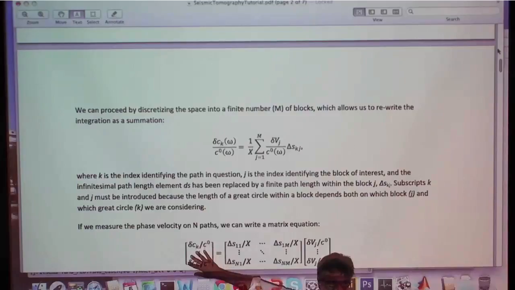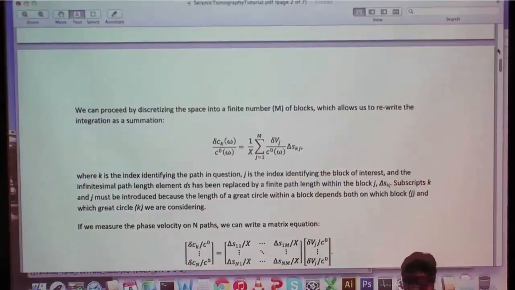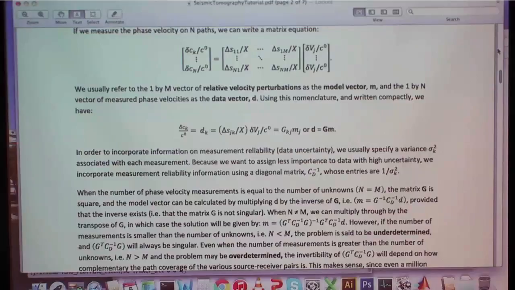Then you can write out here your data vector on the left. These are your sensitivities, basically the length of the line segments that the waves go through in the blocks. That's the G matrix, and this is the model vector M that summarizes the wave speeds in each individual block. That's basically what Ved already talked about. So there's your problem, d equals Gm. That's your discretized inverse problem: the data vector is your sensitivity matrix times the model vector m.